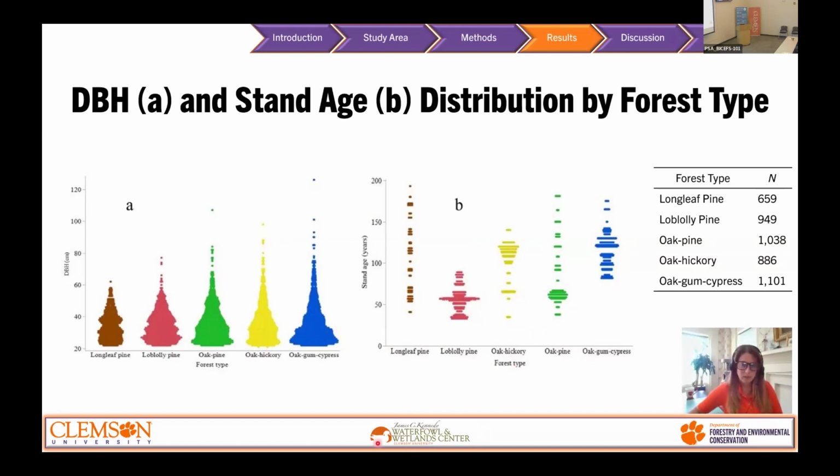The average DBH was highest in oak-cypress, followed by oak-hickory and oak-pine. The DBH in longleaf and loblolly stands were 34.4 and 34.7 respectively, so very similar. The average stand age in oak-cypress plots was 118 years, which was higher than the oak-hickory at 104 years, and oak-pine, which averaged 92 years.